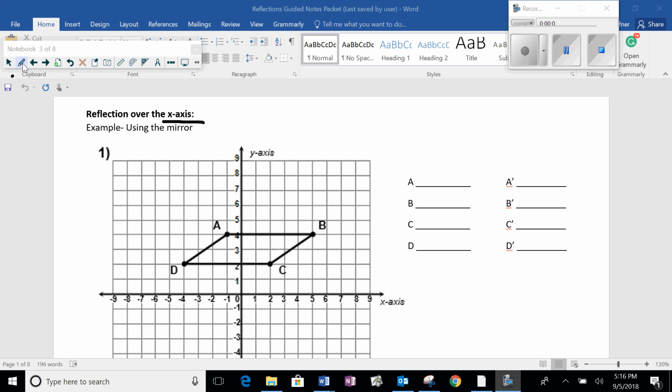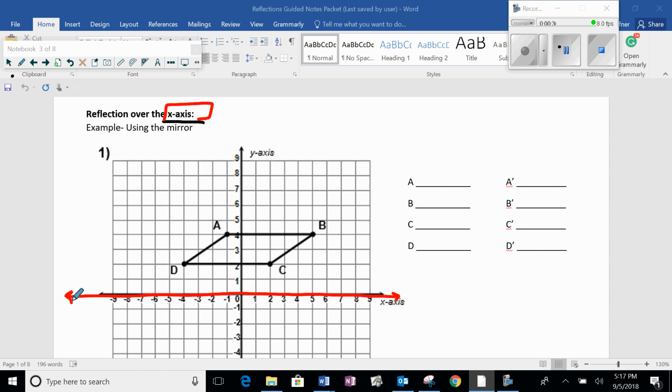Talk about reflection. A reflection over the x-axis is when we are using a mirror line, or a line of reflection, and we are going to flip the image or the pre-image over that line. A couple things to note is that in this problem, we are reflecting over the x-axis. That is our horizontal axis on the coordinate plane.